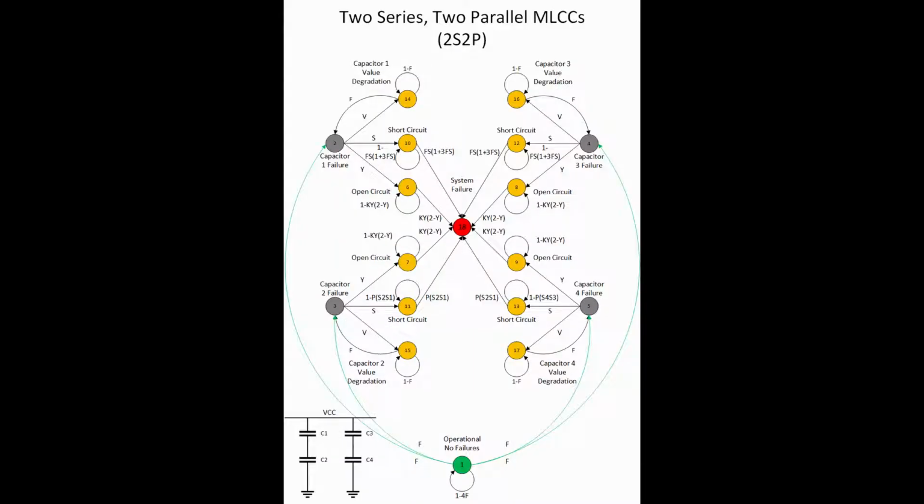So finally, we have decided to use two series and two parallel MLCCs together. This is the Markov chain for it. It's basically just 4 individual Markov chains. Now the difference here is that we are not only prolonging the time that it spends in the short circuit, but we're also prolonging the time it takes in the open circuit. So this should give us a really good result.